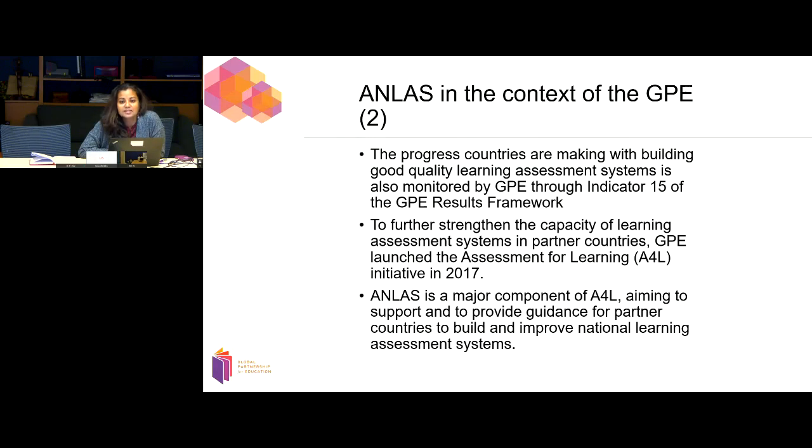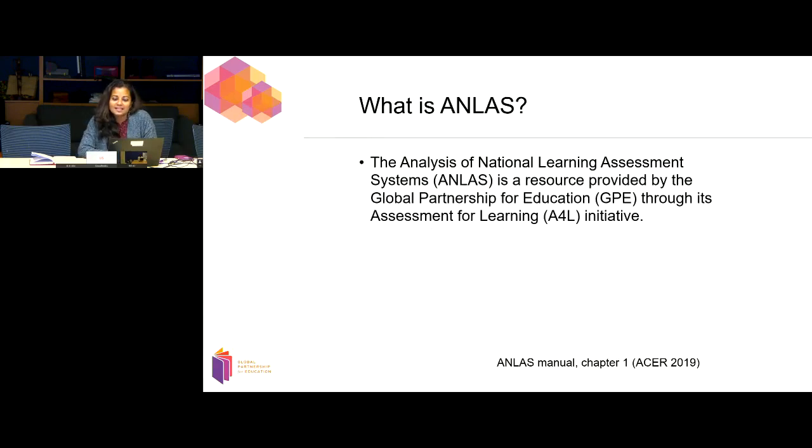ANLAS, then, is a major component of A4L, and it aims to support and to provide guidance for our partner countries to build and improve national learning assessment systems. Next slide, please. So then what is ANLAS? It stands for the Analysis of National Learning Assessment Systems, and it's a resource that's provided by GPE through the broader A4L, or Assessment for Learning initiative. Next slide, please.